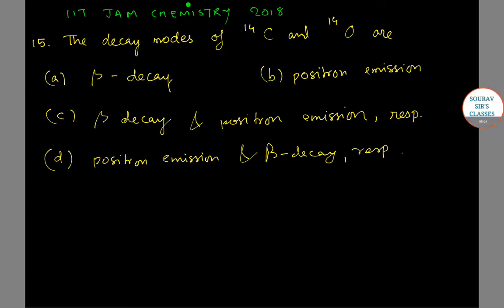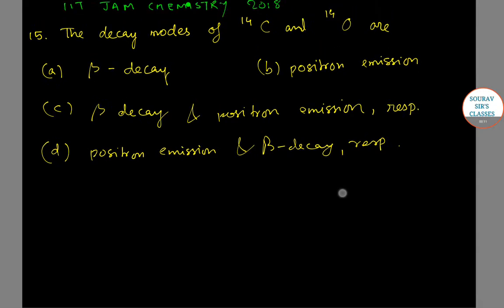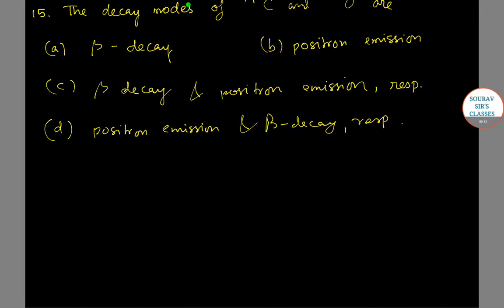Today we will be solving some IIT JAM Chemistry questions from 2018. We have question number 15 in hand. The decay modes of C14 and oxygen 14 are, and we have four options given to us.